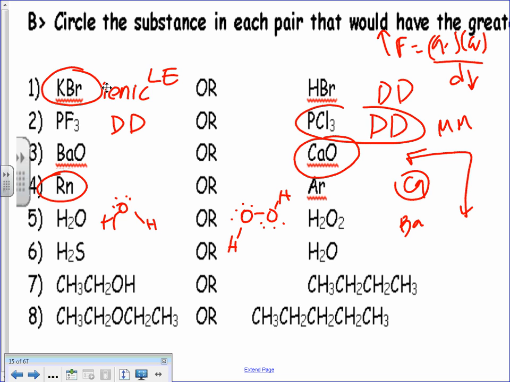You've been saying this all day. Molar mass. Thank you. Hydrogen bonding, hydrogen bonding. They're both polar, so they're both polar. They're both hydrogen bonding. They both have two places for hydrogen bonding.